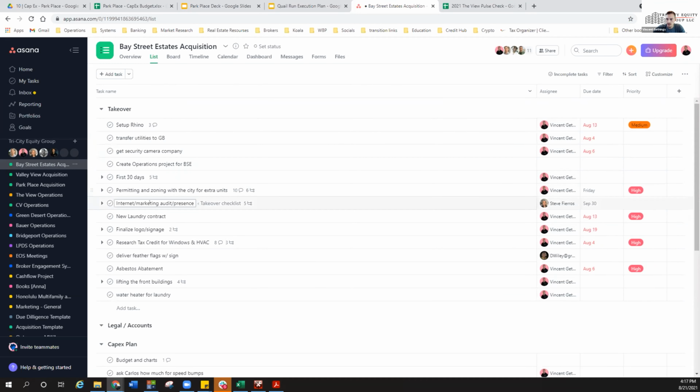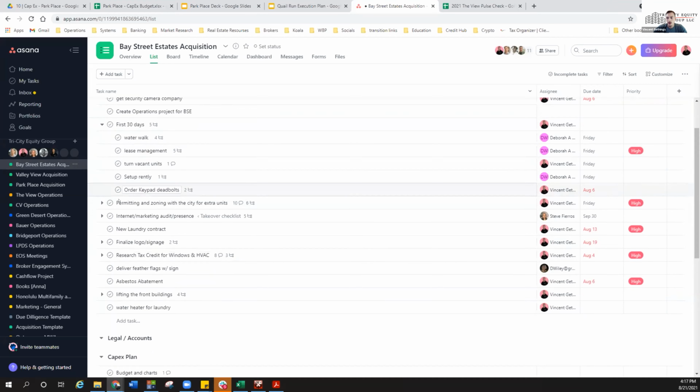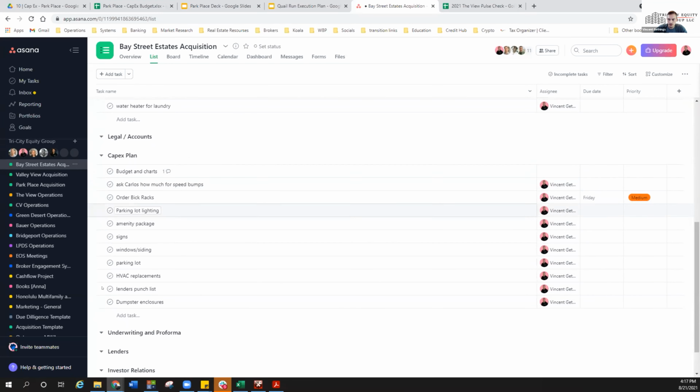So set up Rhino, get utilities, transfer over the first 30-day checklist. Like I was saying, the safety walks, the water walks, looking for leaks, start the lease management plan. All of this stuff gets in here, and then all the CapEx checklist items. So as we start knocking off these CapEx items, we can go in here, put notes in, put change orders in, put timeline changes in, whatever it is, and then just finish them as they go. So staying organized, staying on track, having a plan, understanding the relationship of CapEx to lease management to the financials is very important. That is all I have on that.